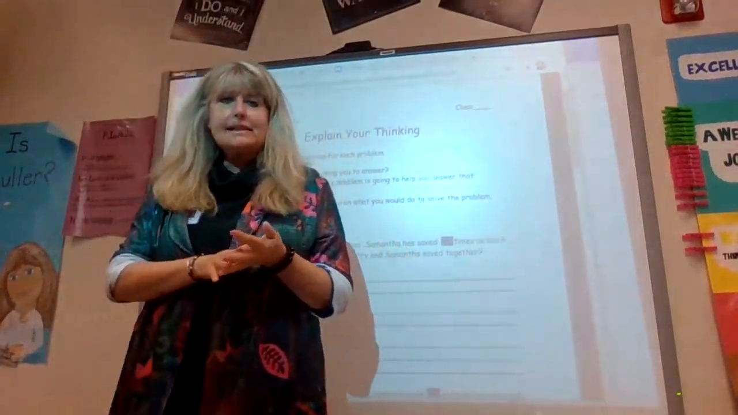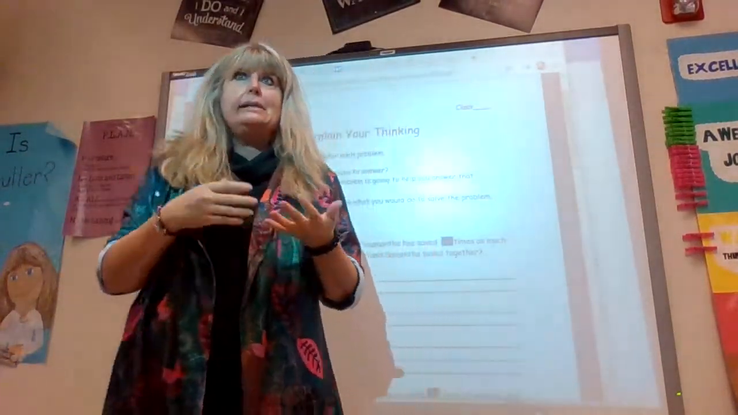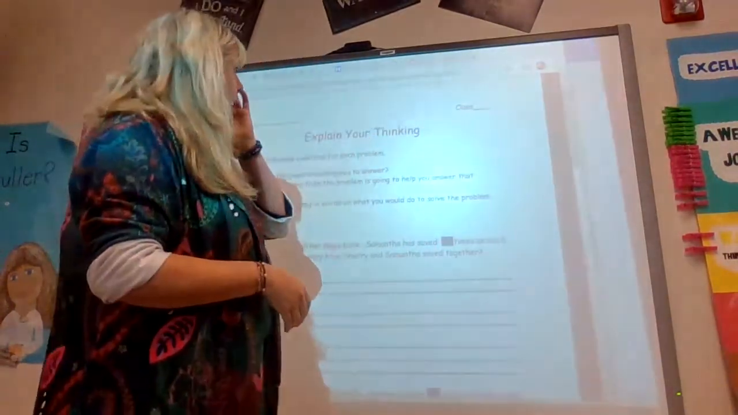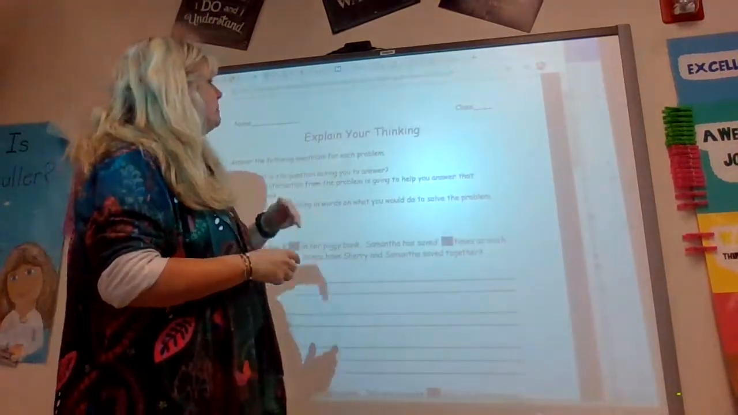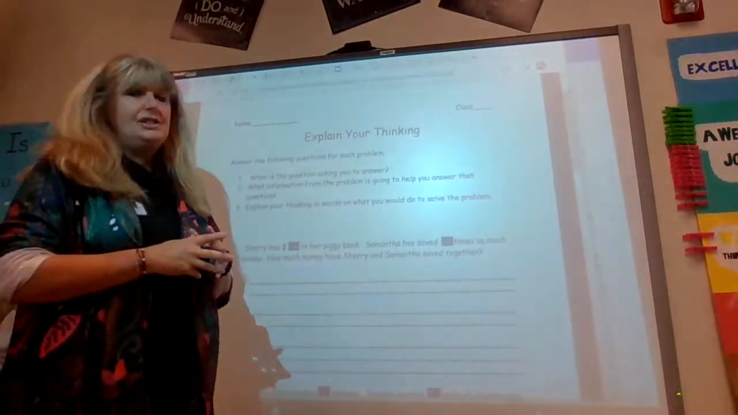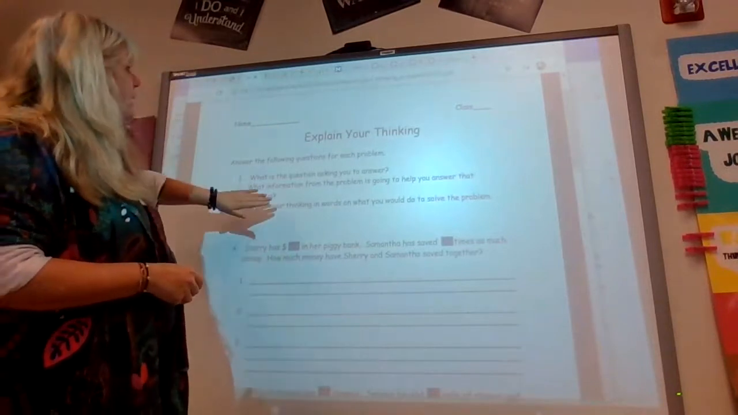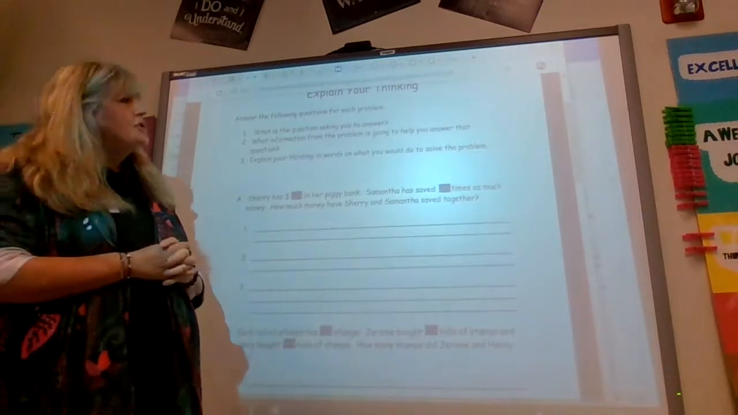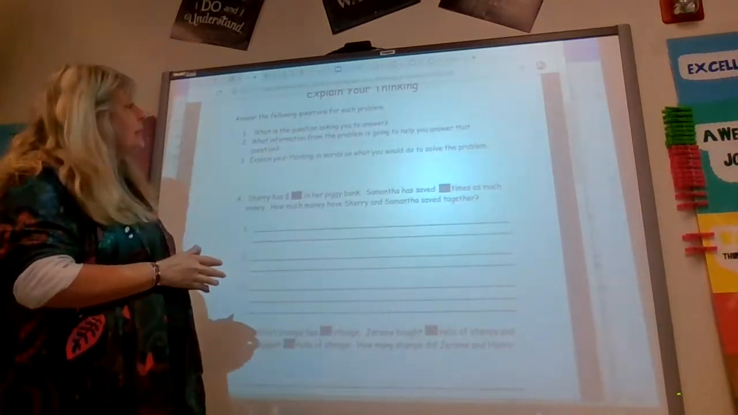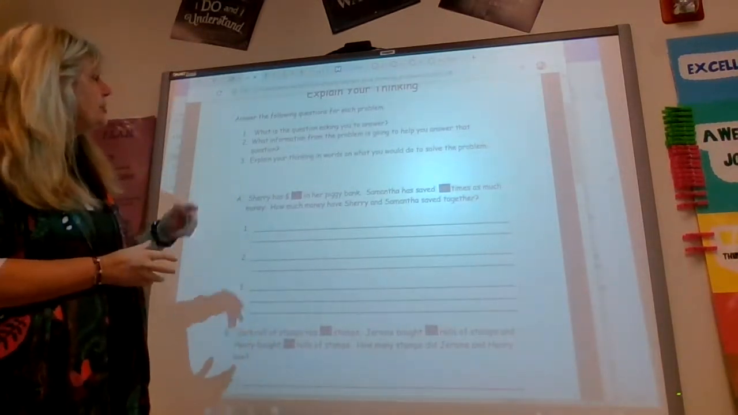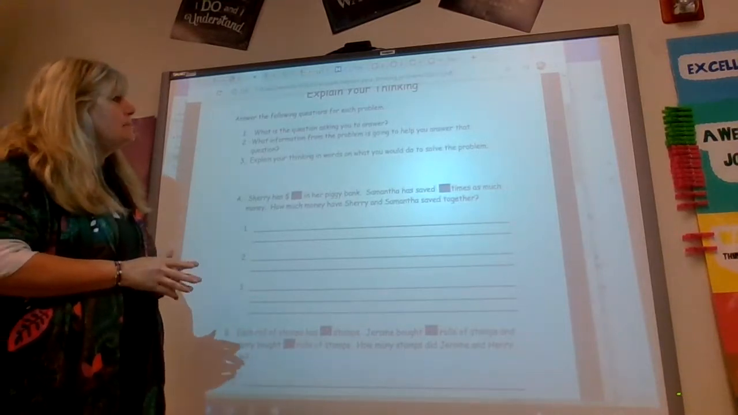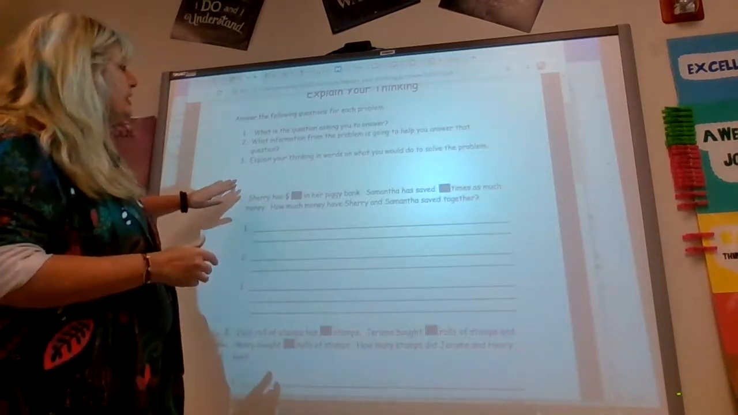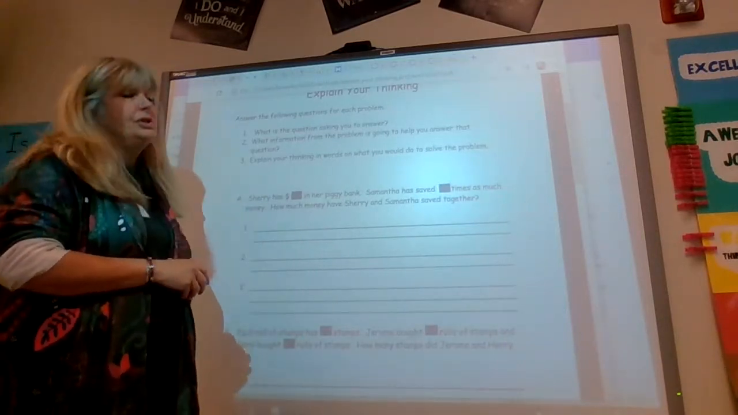Guys, today's lesson is 4.4D and it is explaining your thinking with story problems and multiplication. So, I want to talk to you about this paper that has to do with explaining your thinking. It says, answer the following questions for each problem. Number 1, what is the question asking you to answer? Number 2, what information from the problem is going to help you answer that question? And number 3, explain your thinking in words on what you would do to solve the problem.